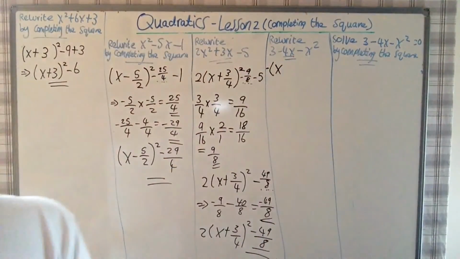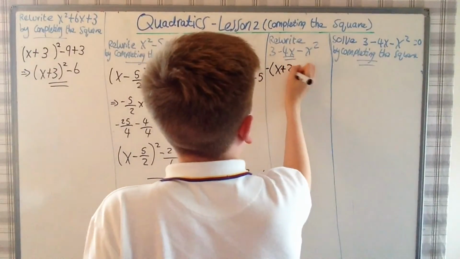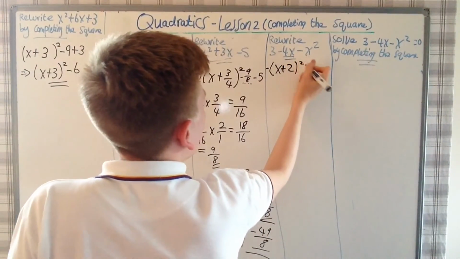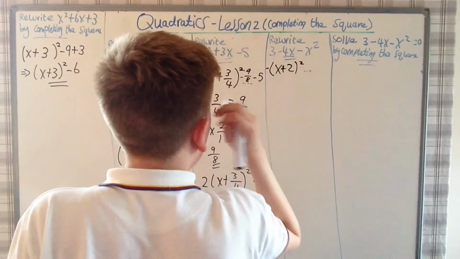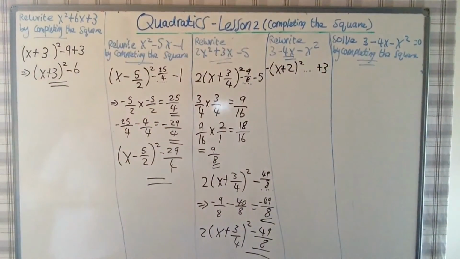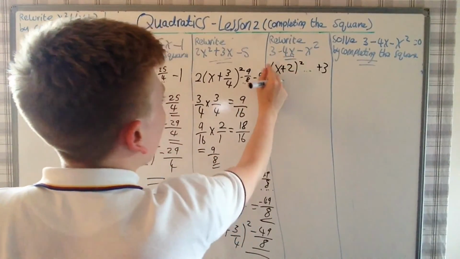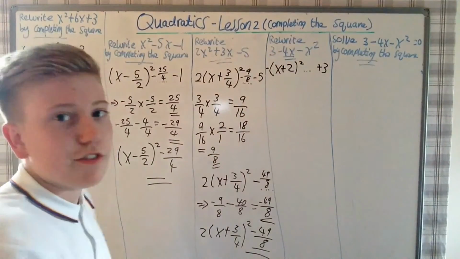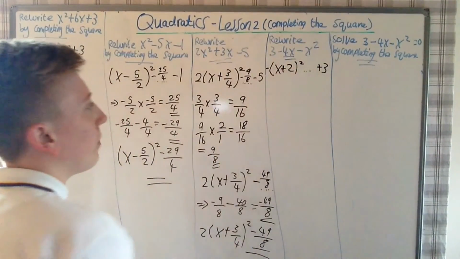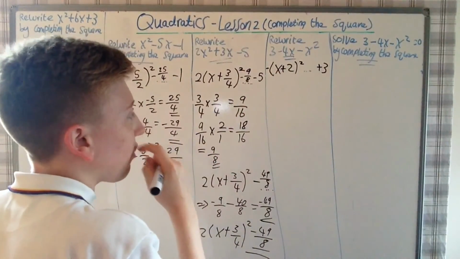Now, minus 4x would become x plus 2. Now you've got to remember this is going to become a plus 2 because we're doing a positive number multiplied by the negative outside the brackets to give us the minus 4x. So inside the bracket it has to be a positive. If it was a negative, we would get a negative and a negative, which will give us a positive.